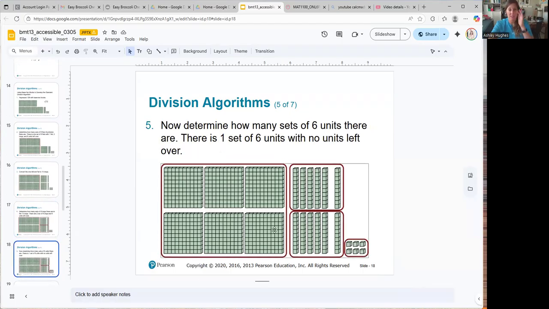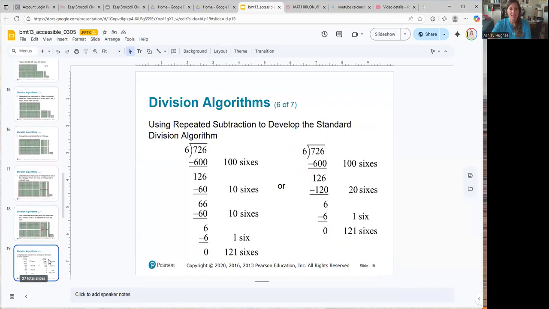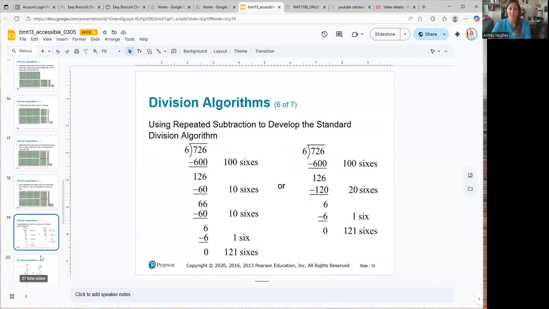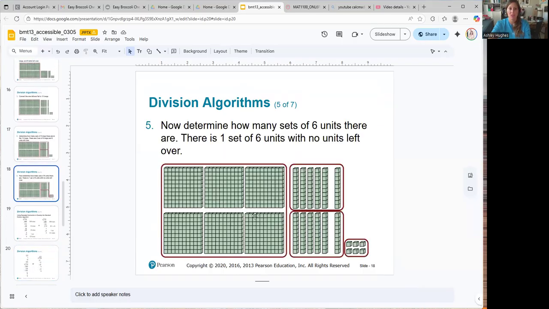And then that's a set of 6. So I have this set of 6, and then this set of 6, this set of 6, and that set of 6. So 100 sixes, 10 sixes, another 10 sixes, and 1 six. And then if you add that all together, you get 121 sixes. Again, to show this here, these are the 100s, right? So this is where you get the 1 100. Here you have the 2 10s, and here you have the 1 six, right? So tell me about 120.